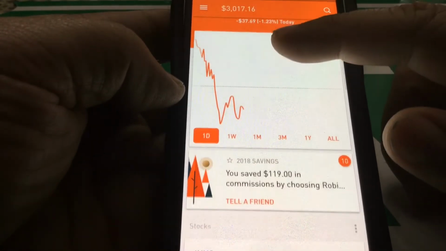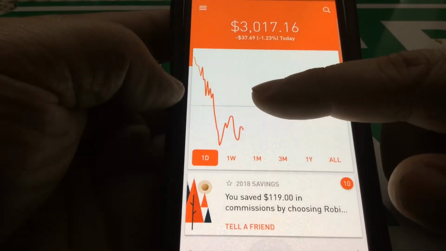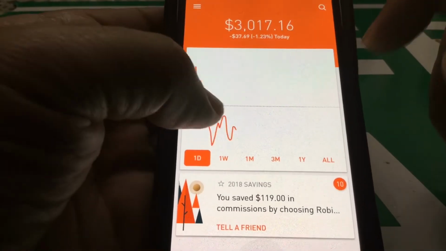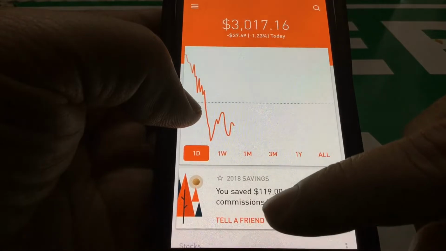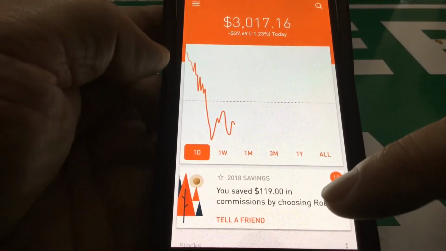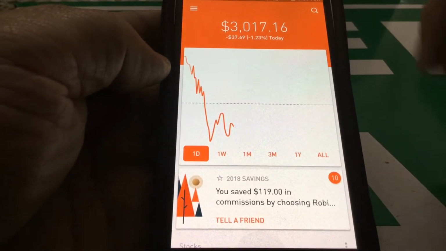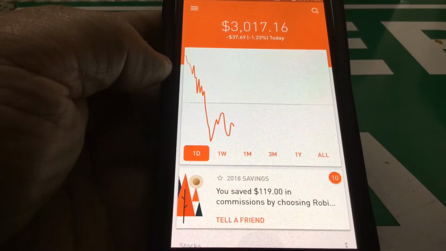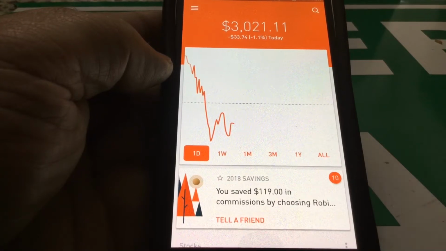On the app here, basically, I have a balance. It's telling me today's balance. This is in real time right now. In 2018, it says I saved 119 in commission. Now, mind you, this is an app that I use for money that I'm not using for day-to-day bills and whatnot.